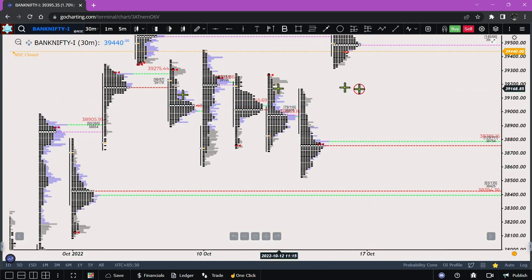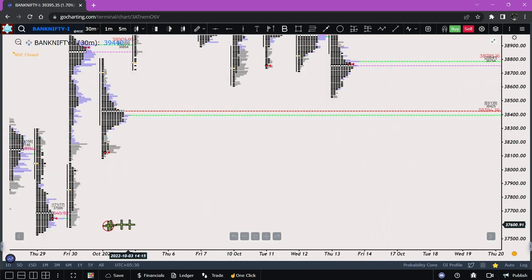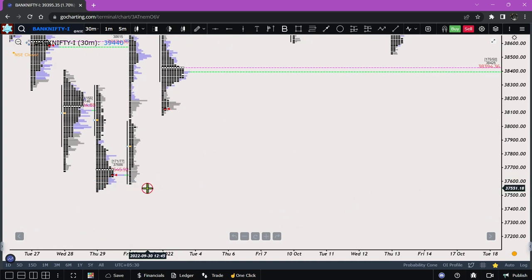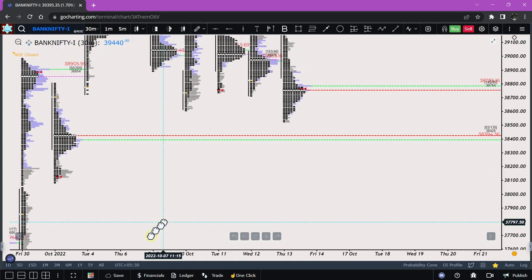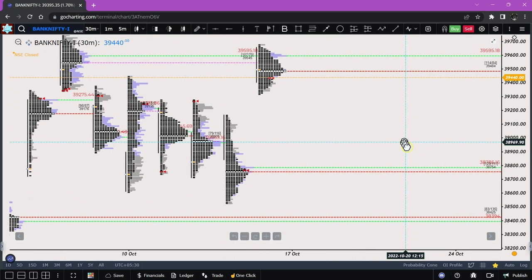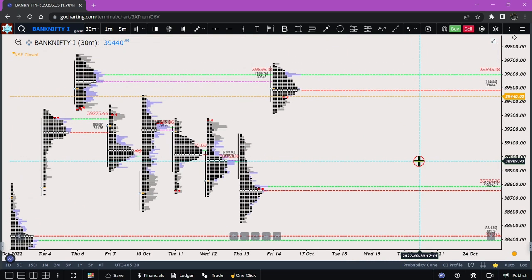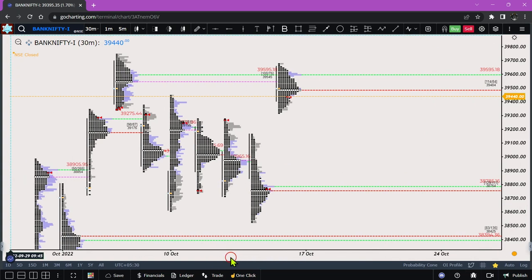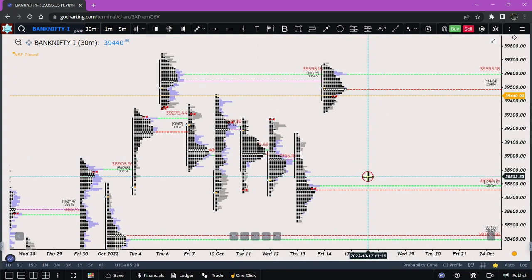Of course, if we break this balance zone and we go down, then our targets become this area of the bigger balance zone, that is 37,500. As of now, till such time 38,000, 38,800 holds, we are waiting for a good up move, okay. So hopefully this video was of some help in understanding the simple concepts in market profile.